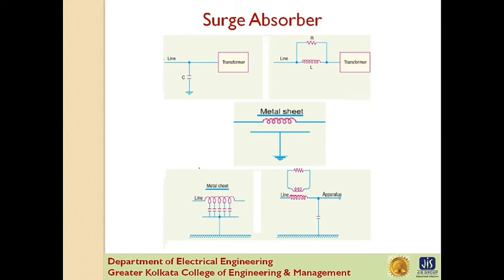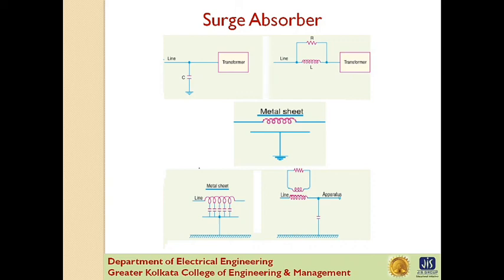A surge absorber is a protective device which reduces the steepness of the wavefront of a surge by absorbing the surge energy. Now, although both surge diverter and surge absorber eliminate the surge, the manner in which it is done is different in the two devices. The surge diverter diverts the surge to earth, but the surge absorber absorbs the surge energy.